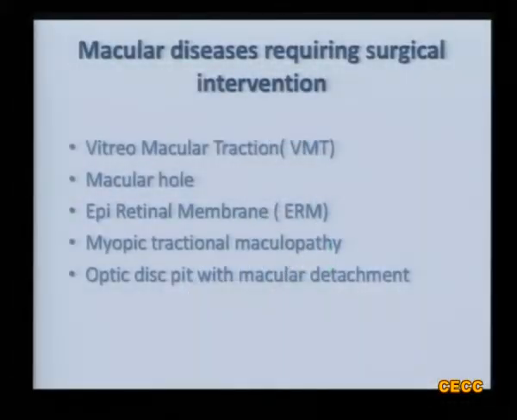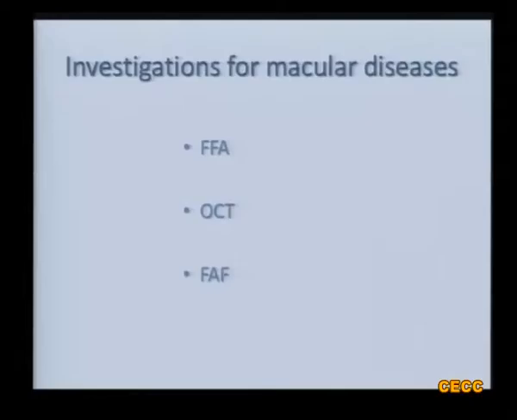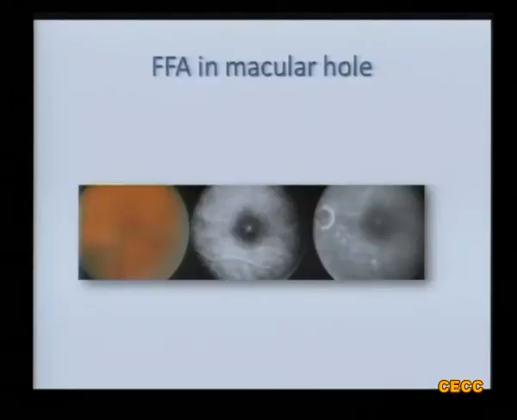But there are certain situations which cannot be treated medically, which require intervention through surgical means, and these are situations like vitreomacular traction, macular hole, epiretinal membrane, and rare conditions like myopic tractional maculopathy and optic disc pit with macular detachment. So what are the investigations that we do for macular diseases? The fluorescein angiogram, OCT and fundus autofluorescence are the currently available investigative modalities for imaging these macular diseases. Of this, I would say that fluorescein angiography is an invasive procedure.